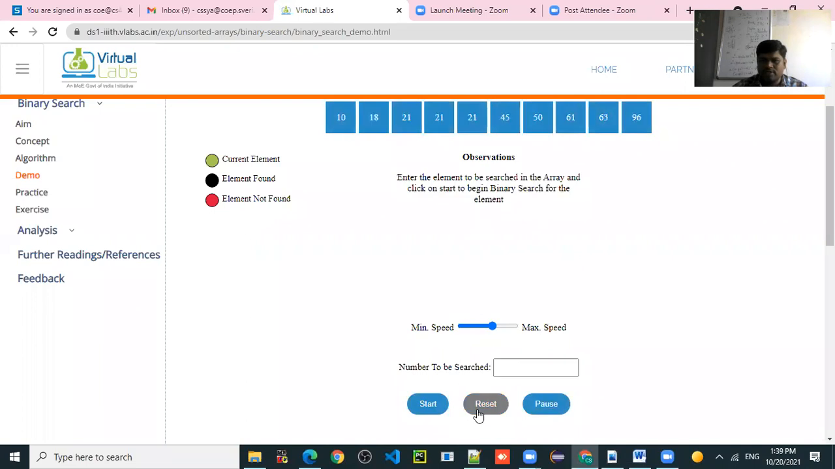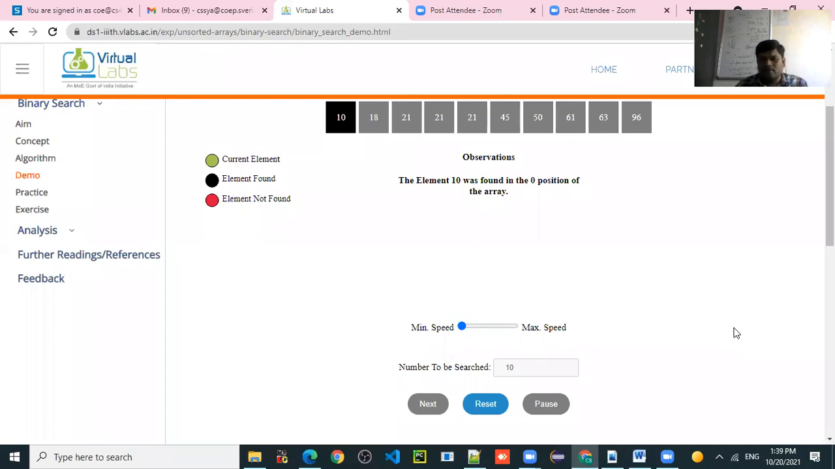Right. So we'll reset, and another list we will get. So here I will write, so tell me the element here. Suppose I have written 10. Start. Now the element 10 was found in the position 8.